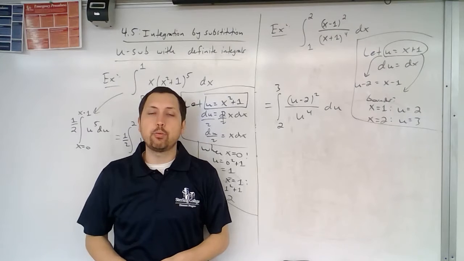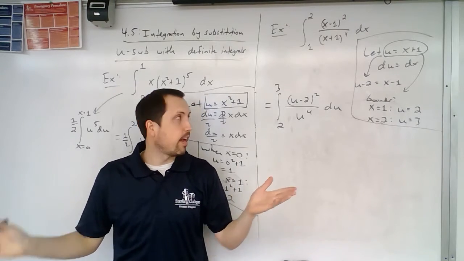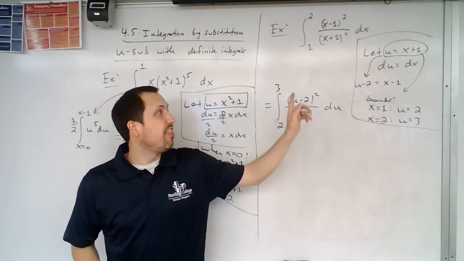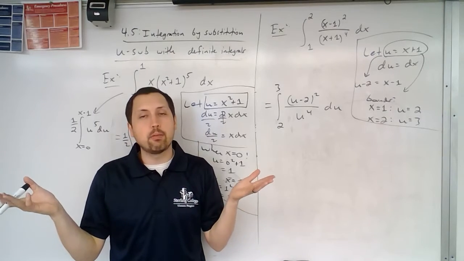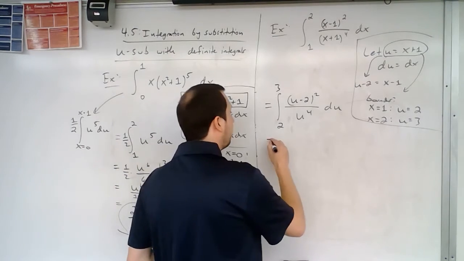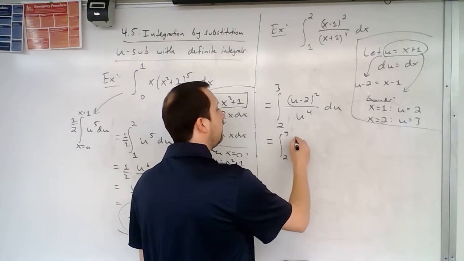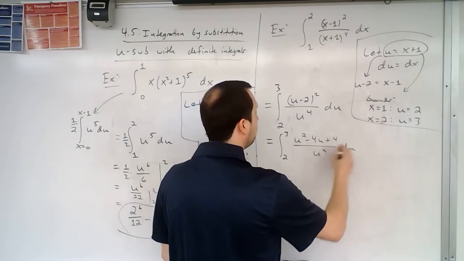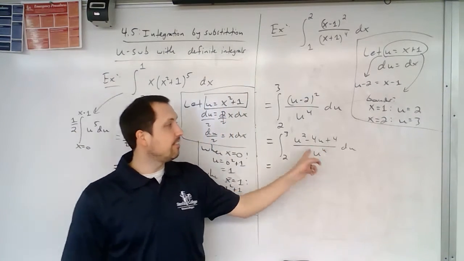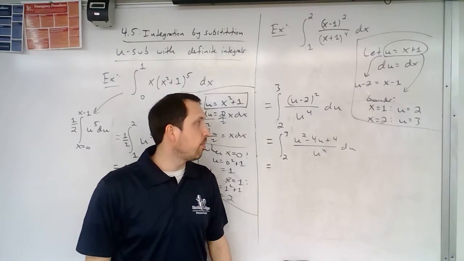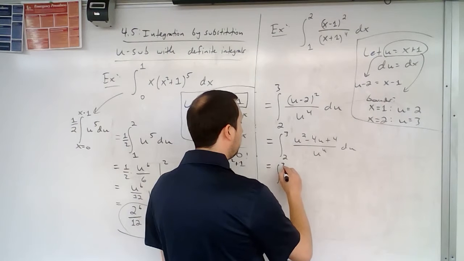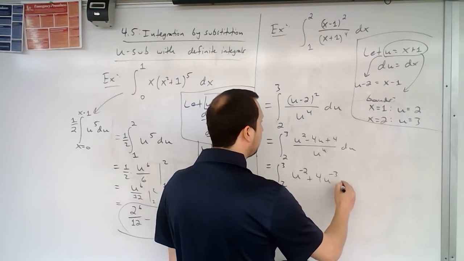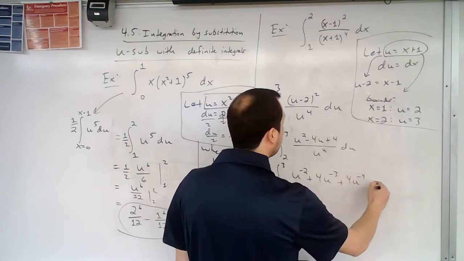So one of the other techniques we have is algebraic simplification, right? If I just give you u minus 2 squared, that expression can be expanded by just multiplying out and combining like terms. So I can rewrite this as the integral from 2 to 3 of u squared minus 4u plus 4 divided by u to the 4th du. Then I can divide each of these by u to the 4th. So I have 2 to 3, u to the negative 2 minus 4 times u to the negative 3 plus 4 times u to the negative 4 du.